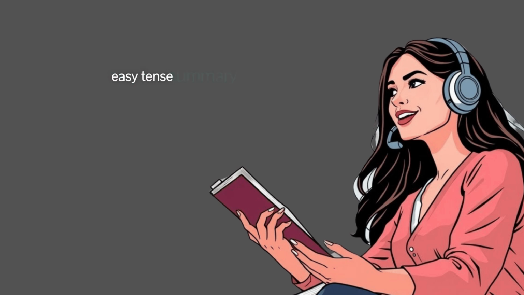Easy tense summary. Listen and remember. Present simple, daily life. Present continuous, happening now. Past simple, finished actions. Going to, future plans. Will, quick future decisions.